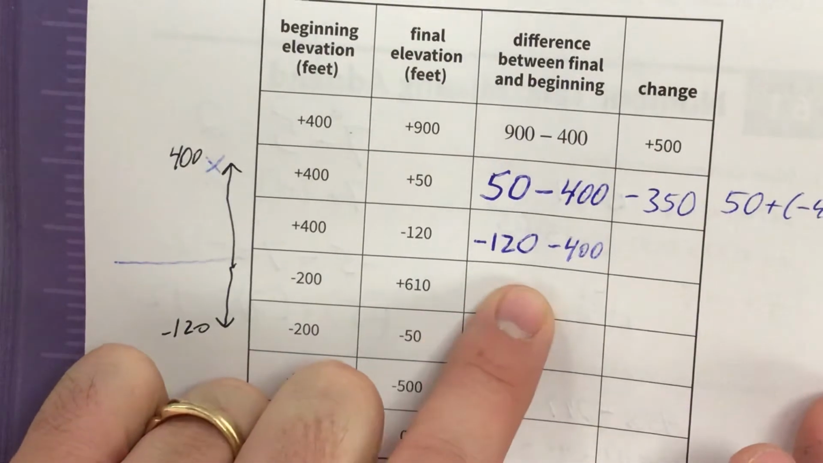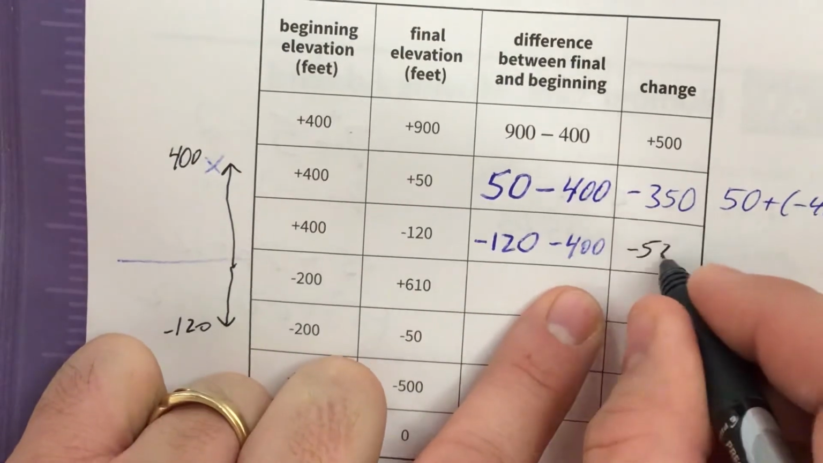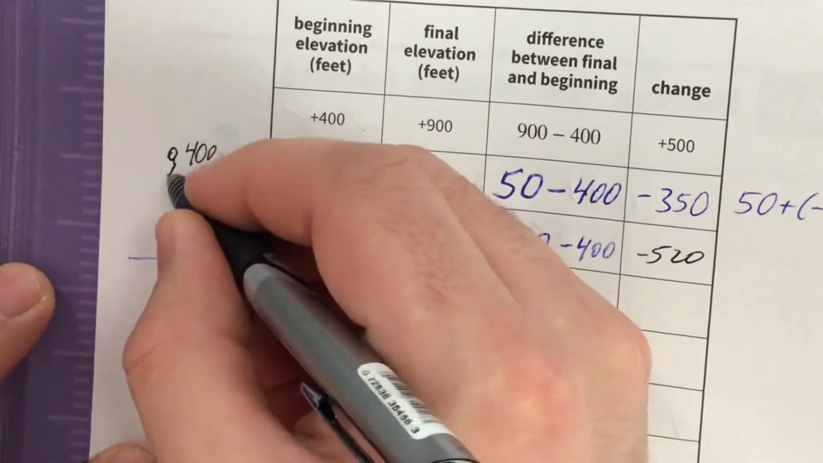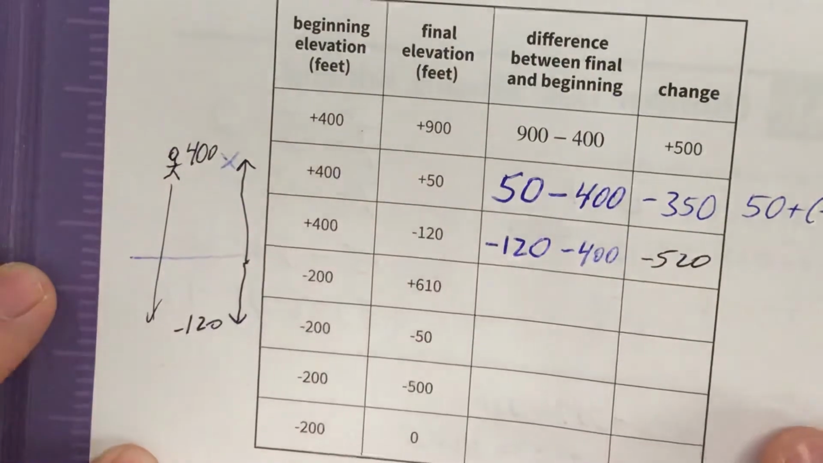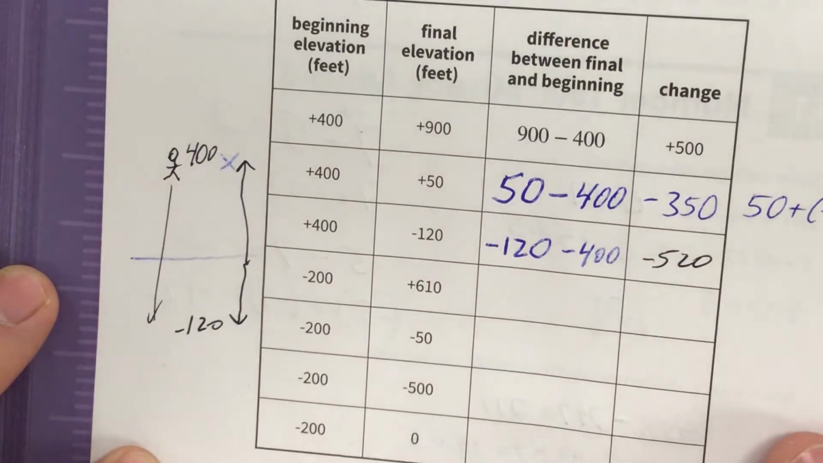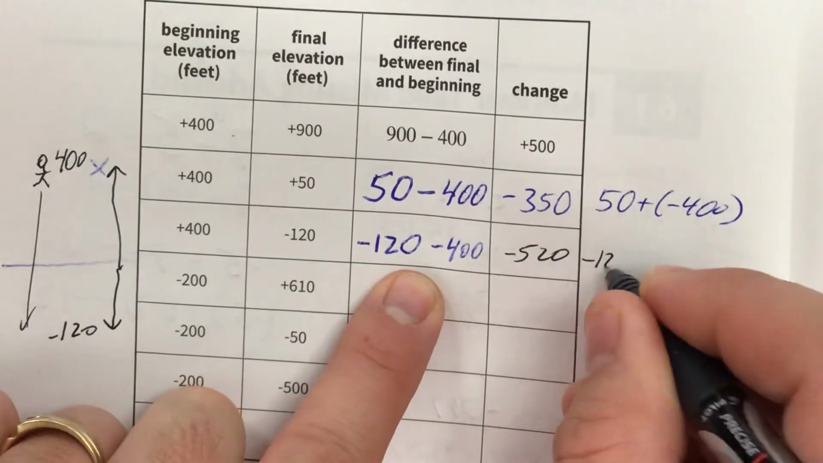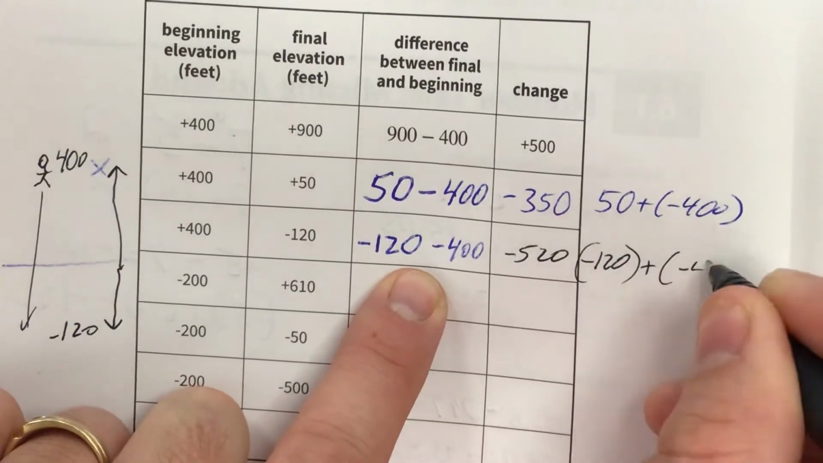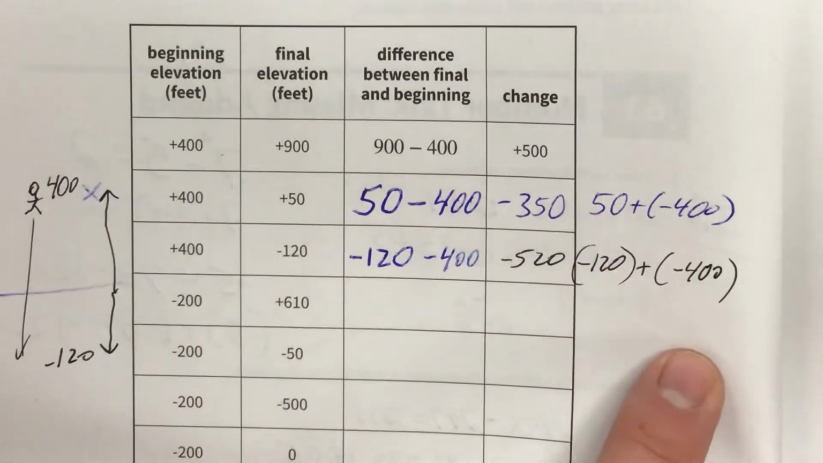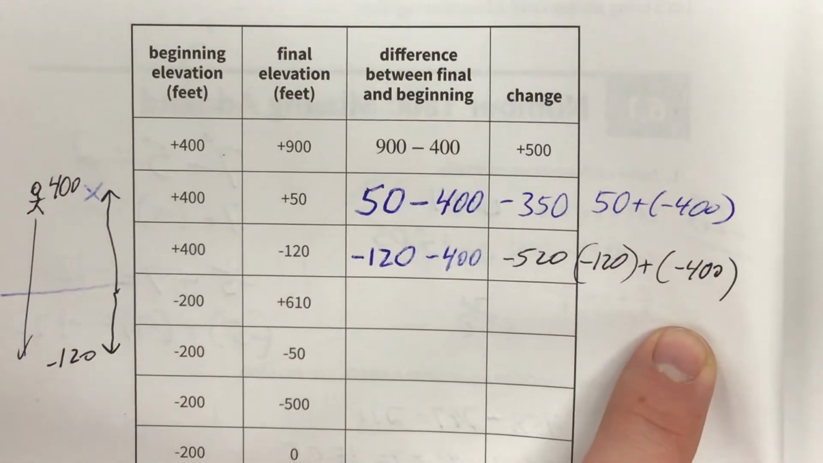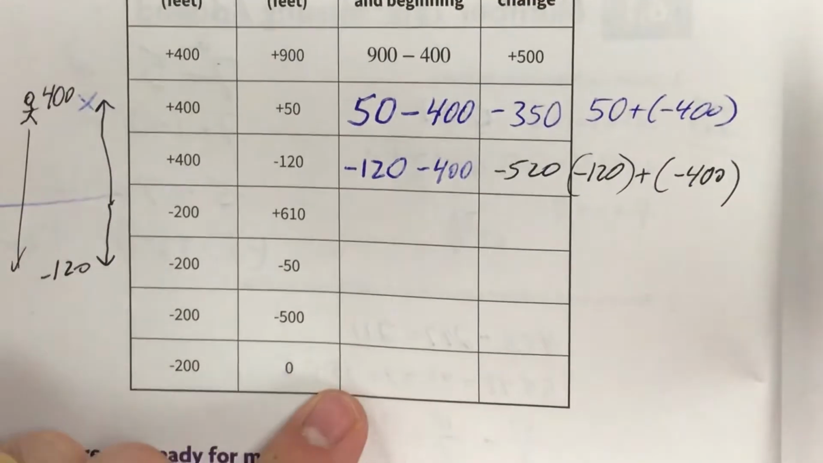Sophia. Negative 520. My change is I went 520 down from my beginning to the end. Again, if you have trouble with that type, I personally prefer adding because I can easily see my sign there. Negative 520. All right, why don't you try the next 4?